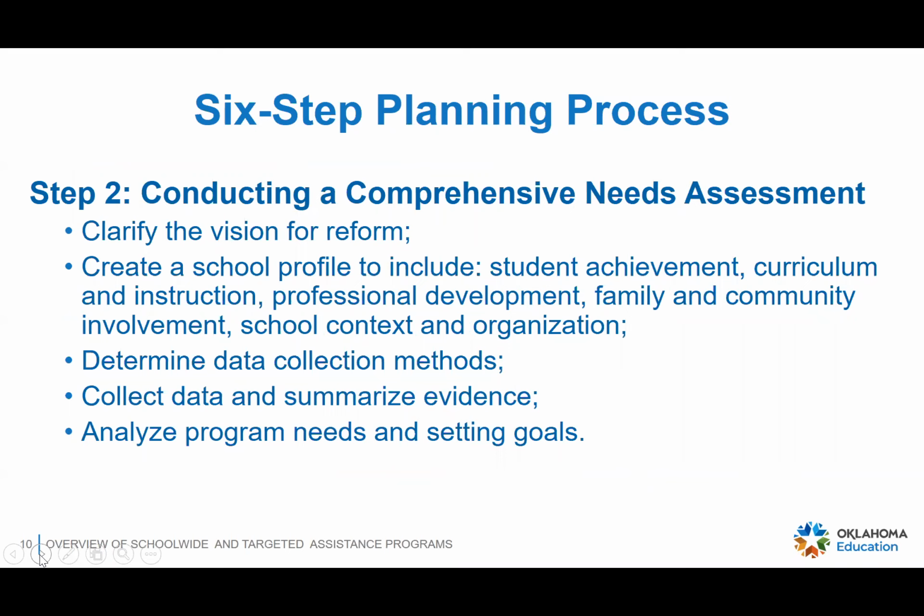The next step will be to conduct a comprehensive needs assessment. In the previous presentation, the Office of Federal Programs presented a comprehensive needs assessment tool that is not mandatory to be used, but hopefully is helpful for those that do not have a tool. You'll have to start with clarifying the vision for reform. You will create a school profile to include student achievement, curriculum and instruction, professional development, family and community involvement, school context, and organization. You will determine the data collection methods. Then you'll collect the data and summarize the evidence, and then analyze program needs and set goals. Again, you are more than welcome to use the comprehensive needs assessment tool that is out there. It's on the OSDE's website under Federal Programs, Title I.